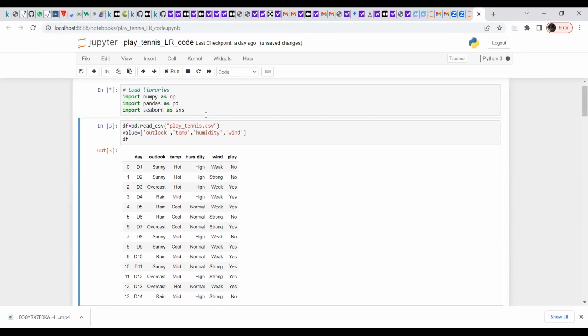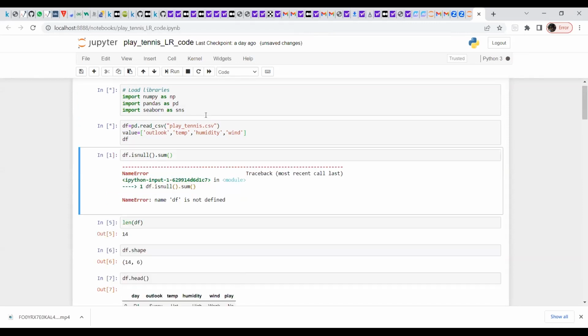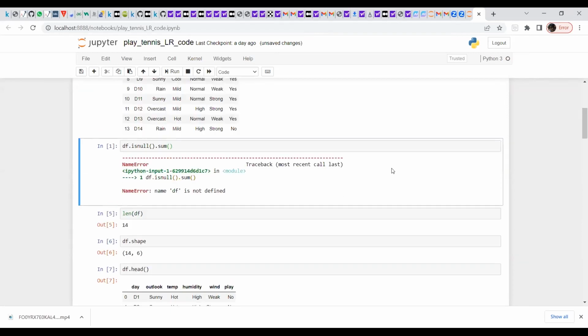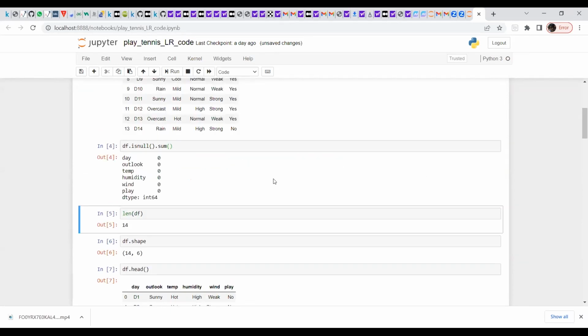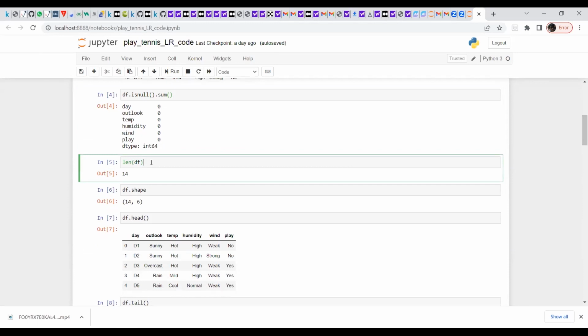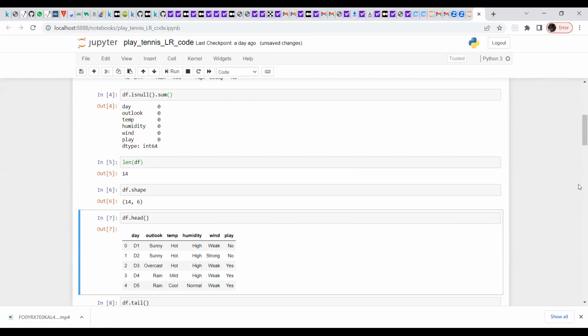So first we load the libraries, then we read the data set, then we check if there are any null values or not. Here 0, 0, 0 means that we do not get any null values. Then we are seeing the length of our data frame, which means how many rows we have in the data set. Then we are seeing the shape: what is the size of the rows, what is the size of the columns? It's 14 and 6.